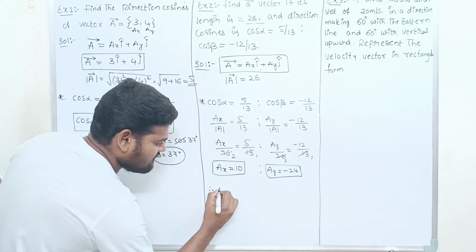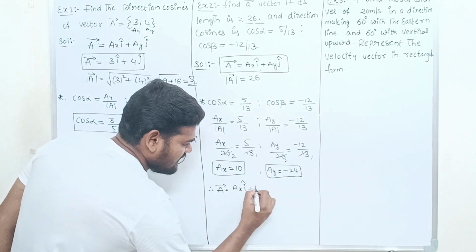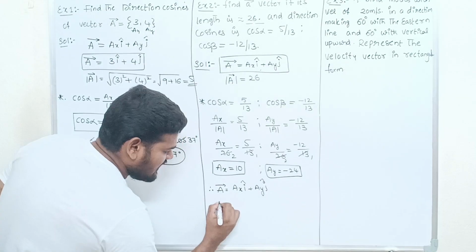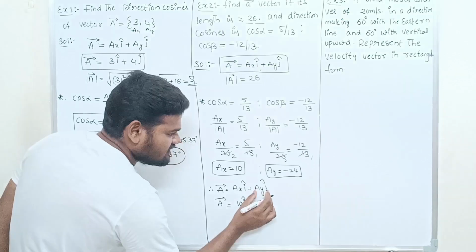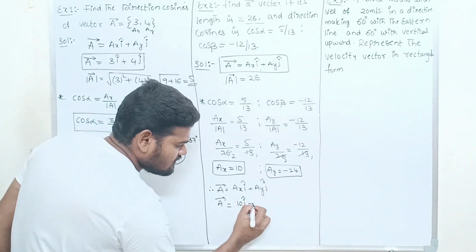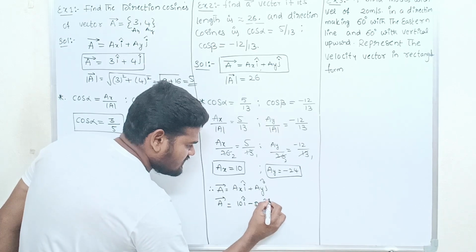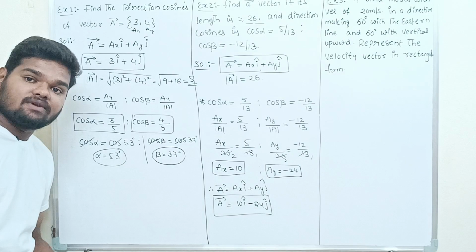So therefore, the vector a bar is equal to ax i cap plus ay j cap. What is the value of ax? 10 i cap plus what is the value of ay? Minus is there, so minus 24 j cap. That's it. Any difficulty is there? Simple problems, okay?